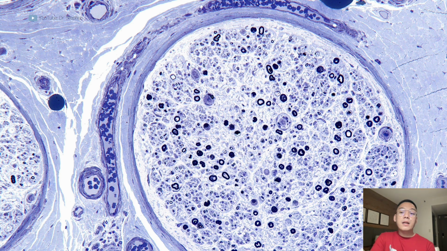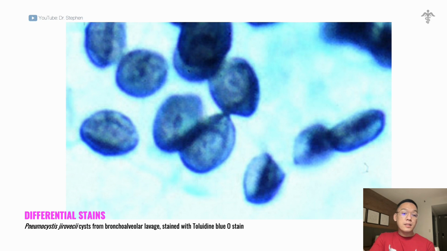Yeast cells stain and are difficult to distinguish from your Pneumocystis cells. Trophozoites do not stain, and many laboratories have replaced this stain with specific fluorescent stains. This is your Pneumocystis jirovecii cysts from your bronchoalveolar lavage. These are stained with your toluidine blue O stain.